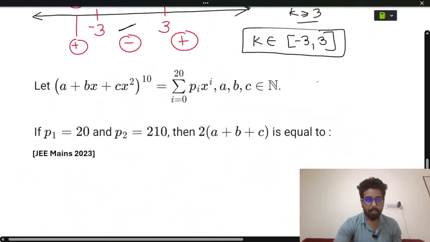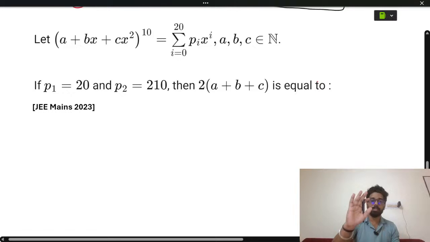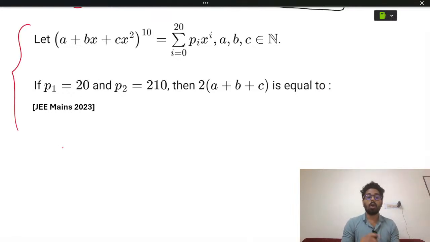Okay, next question. So you answer by yourself, what will be the answer? Anyway, I have already answered. Now, one of the very good questions of JEE Mains 2023 based on multinomial. I guess the above question was really good and this question is again very good.